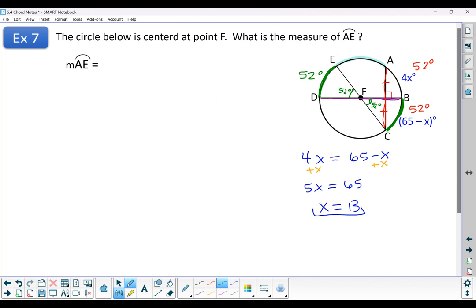All right, well, our goal is to get the arc from A to E. Well, that's a diameter cutting that circle in half right down the middle. So to get from A to E, to get the arc AE, we can do 180 minus 52 minus 52. So that arc from A to E is 76 degrees.